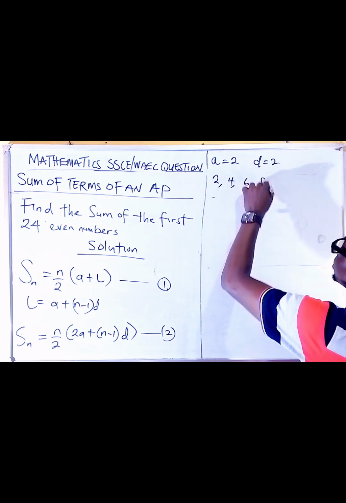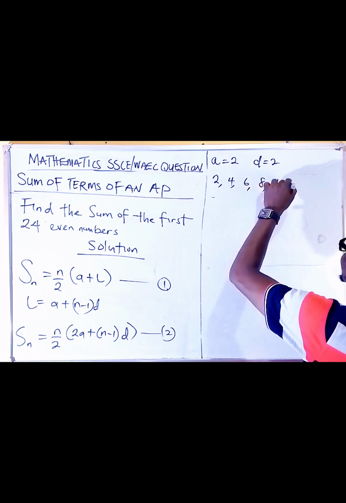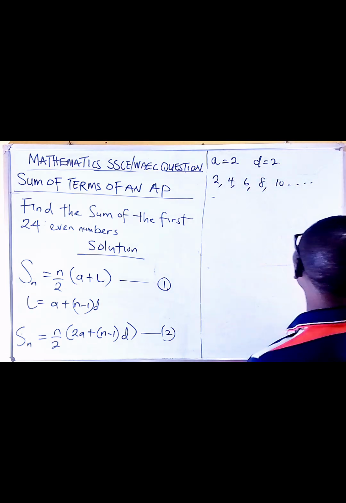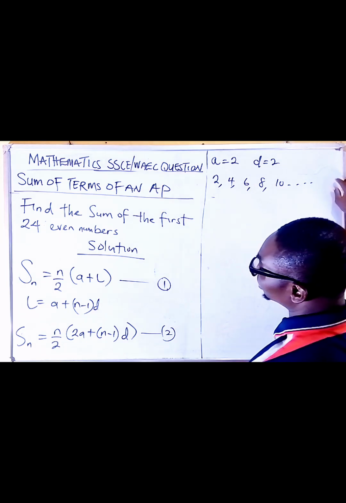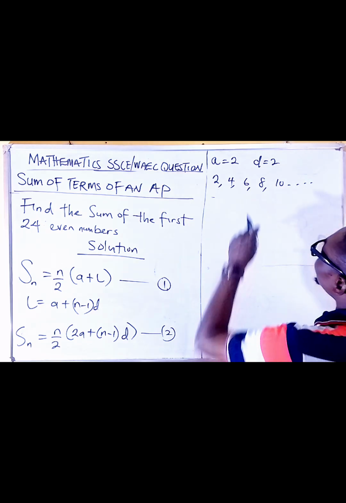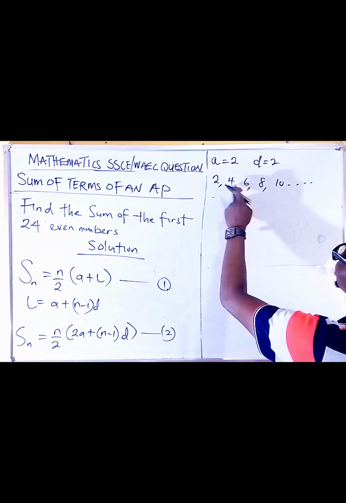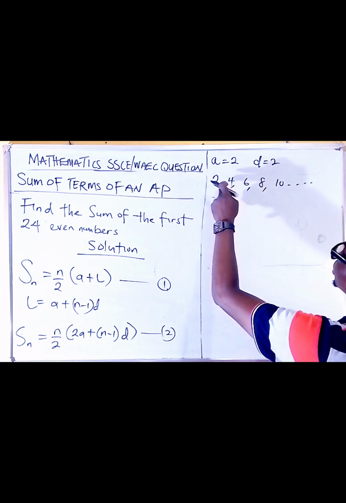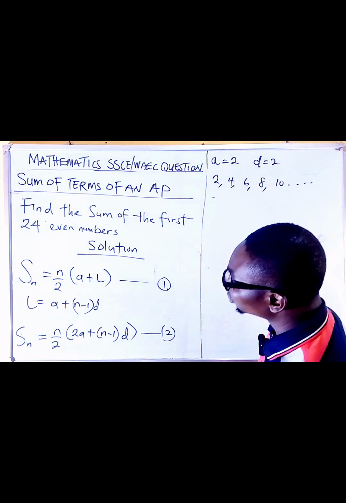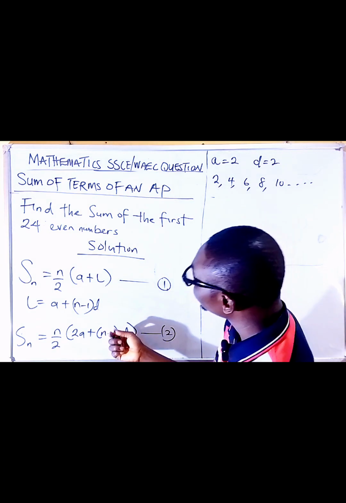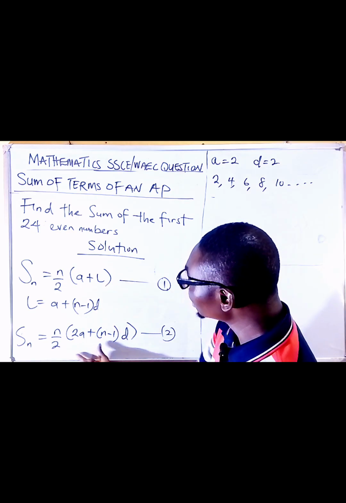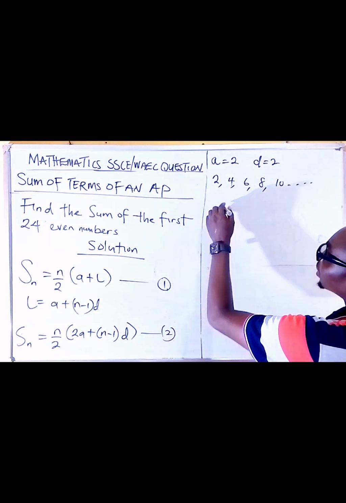We have 6, we have 8, we have 10, and so on. And the number of terms, which is the last term, is 24. So the common difference here is 6 minus 4, which is 2. 4 minus 2 is 2. So the common difference is 2.